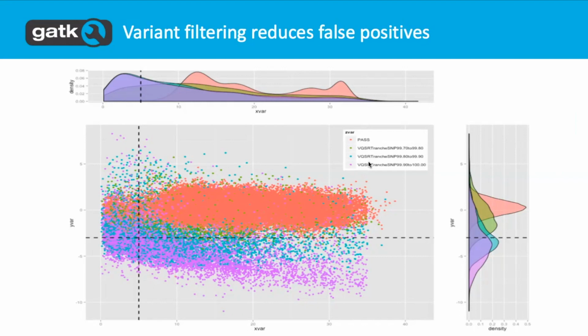And the idea here is that with hard filtering, if you had to manually decide the thresholds for various annotations, you will miss out on some good variants. And so we have these machine learning tools that will help you do variant filtering, and we'll go into more details about that tomorrow.